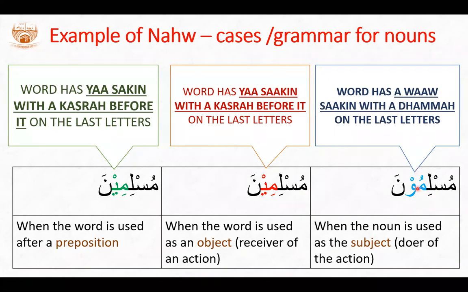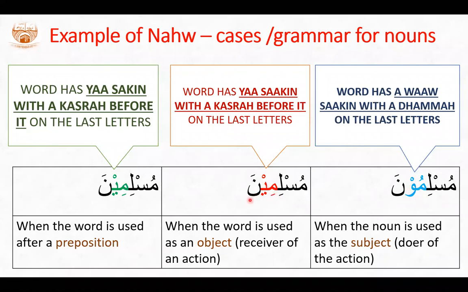Look at this here. We have Muslimuna, with a wow sakin before which is a dhamma. When it comes as a subject, it's a different type of word. When it comes as the doer of the action, we read muslimuna. If that same word takes a ya sakin and kasra instead, it becomes muslimina. One reason for that could be when it is an object of a sentence. Here, the Muslims eat. Who ate? Muslims. So read it muslimuna.